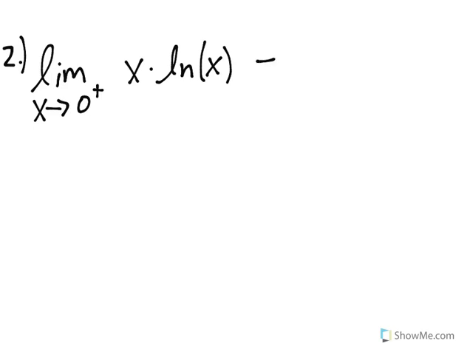And so if you think about plugging in 0 here, it's from the right, because you're not allowed to plug in negative numbers into the natural log. So x goes to 0 from the right. But if you plug in 0, you get 0 times, and then the natural log of 0 is actually like negative infinity. And so here's one of those cases where you get 0 times infinity, or in this case 0 times negative infinity.